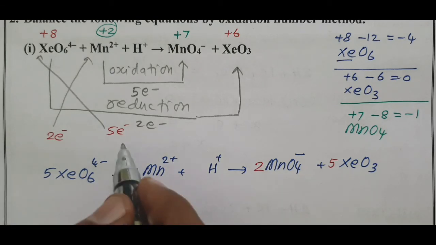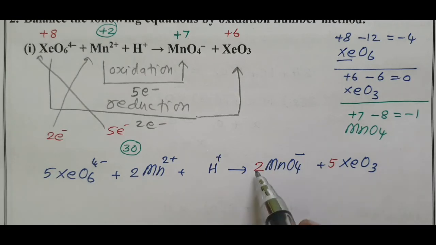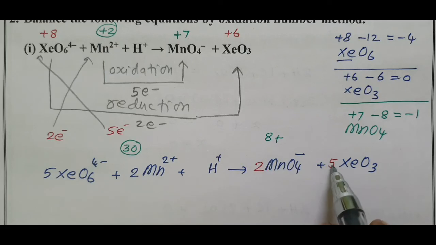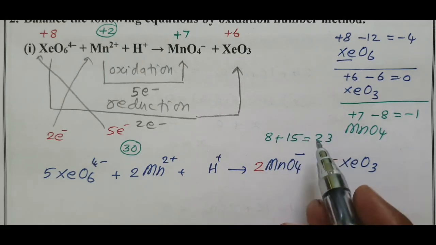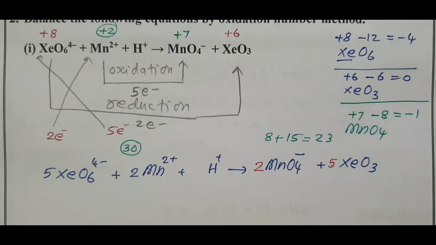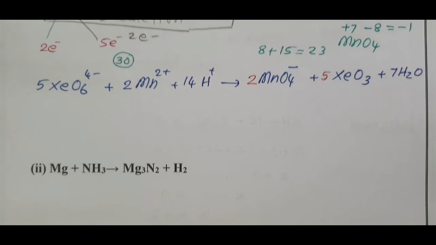Now we have to balance the oxygen atoms on either side. 5 times 6 is 30 oxygen atoms on the left hand side. Here also there should be 30 oxygen atoms. 2 into 4 is 8 plus 5 into 3 is 15, that is equal to 23. We require 7 more oxygen atoms. That is balanced by adding 7 water molecules. Finally, balance hydrogen atoms. Right hand side we have 7 into 2 is 14 hydrogen. Left hand side only 1 H. Therefore, 14 H+. The equation is balanced.